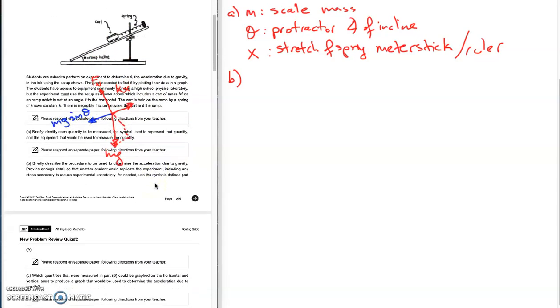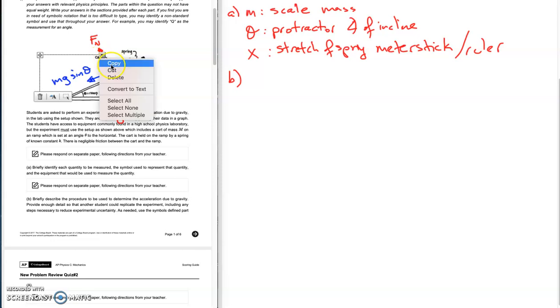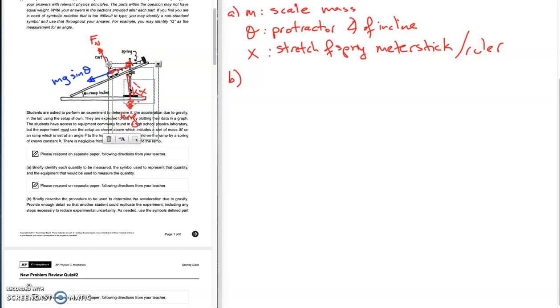What is the procedure that we're going to use? Let's see, did I get everything? Almost. All right, there we go. Now, how are we going, what are we going to do? What are we going to measure?